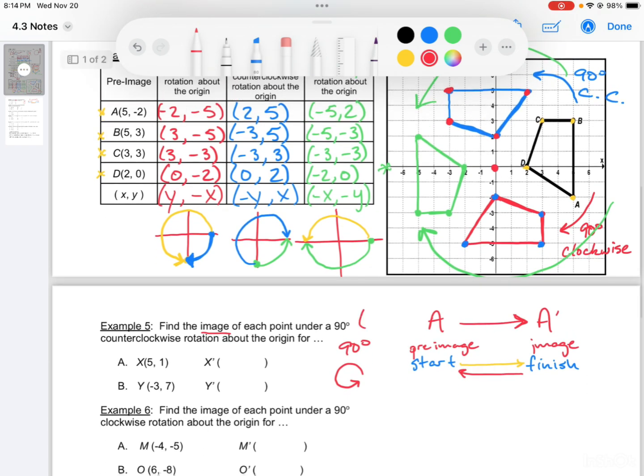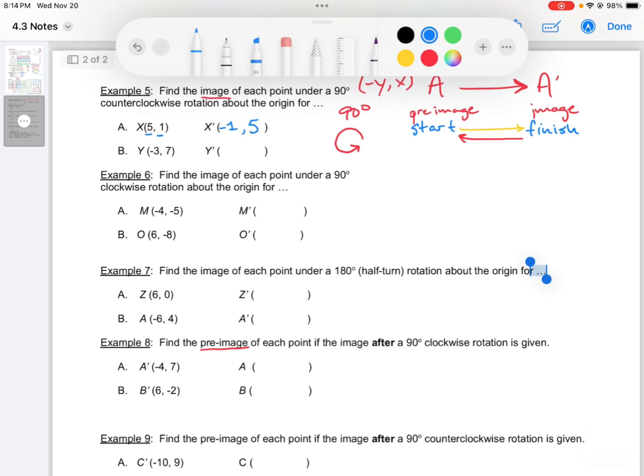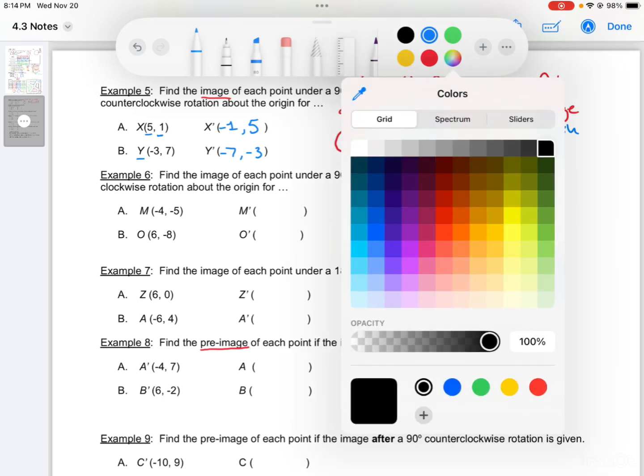So let's go up to our rules real quick. To go 90 counterclockwise, we're going to swap our X and Y and make our Y negative. So using that rule, we would move our Y to the X position and make it negative. We'd move our X into the Y position. For our Y value right here, we would swap our numbers and make our Y negative.